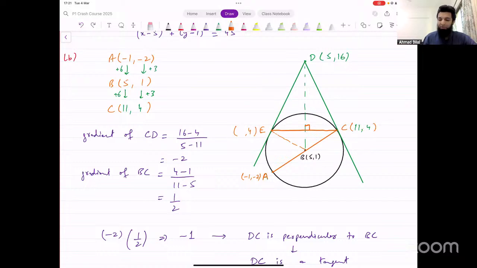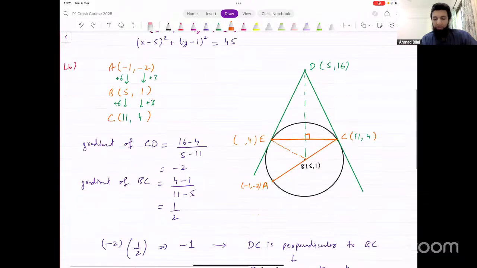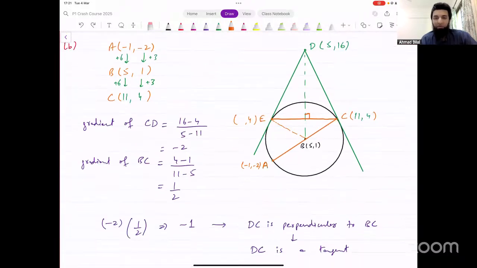Now the question is, how do you find the x coordinate? Any idea about that? We are looking for the coordinates of the point E, right? So we have the y coordinate, that is 4. What about the x coordinate? Radius? What do we do about the radius?